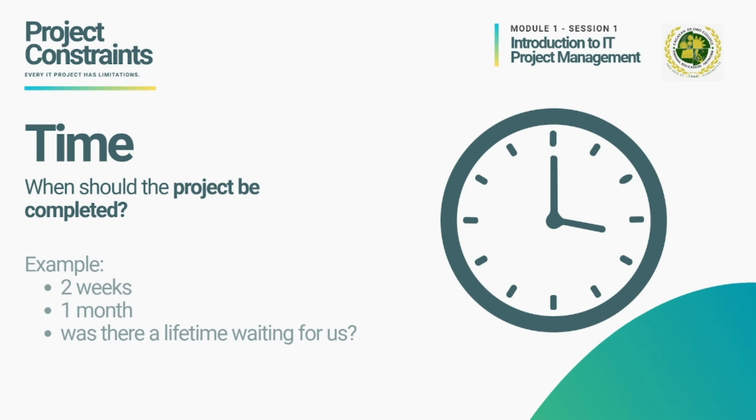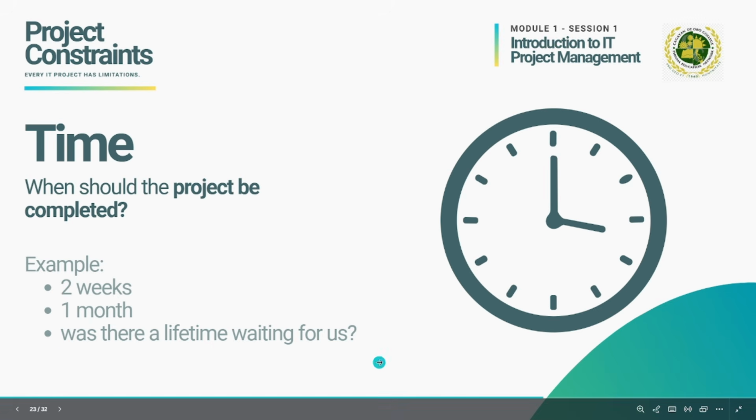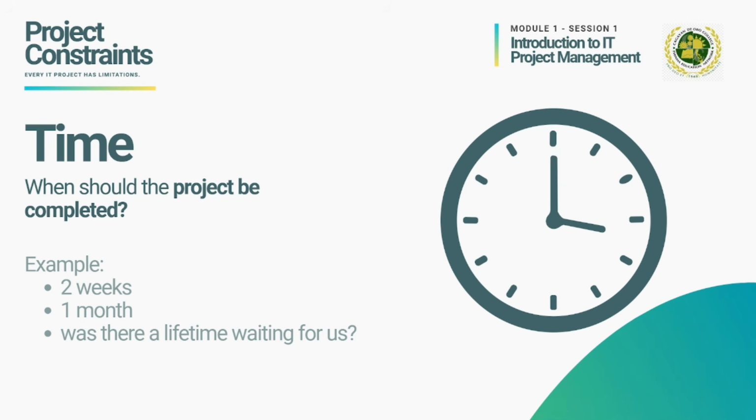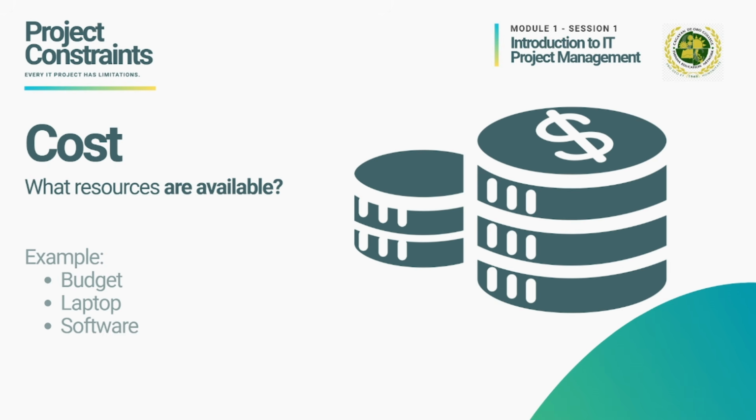Okay, so moving on to time. When should the project be completed? Could be 2 weeks, 1 month, or is there a lifetime waiting for us? So it's still time, of course. These are the realistic times, asking the question of when this project should be completed. We have specific milestones with deadlines that we need to meet in order to create realistic, achievable goals in building our system. Next is cost. What resources are available? Could be budget, could be the laptop or software. These are the key things that build up the system itself.